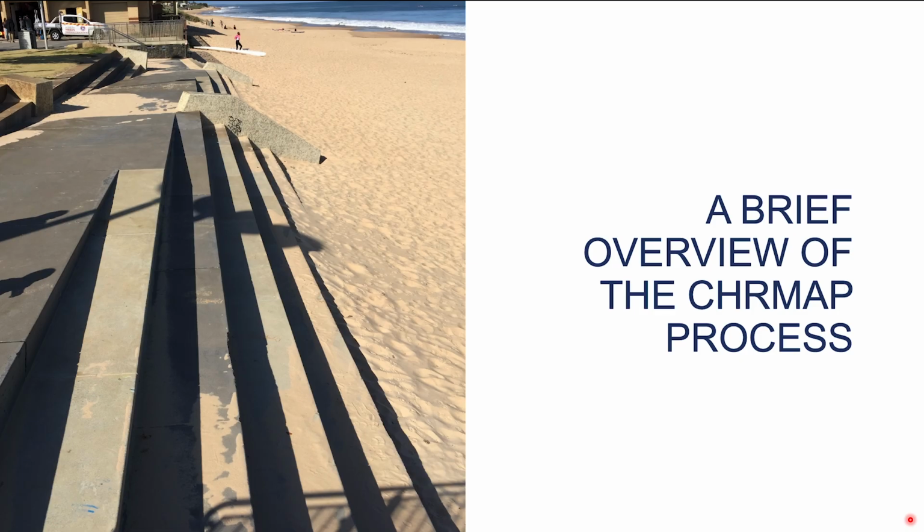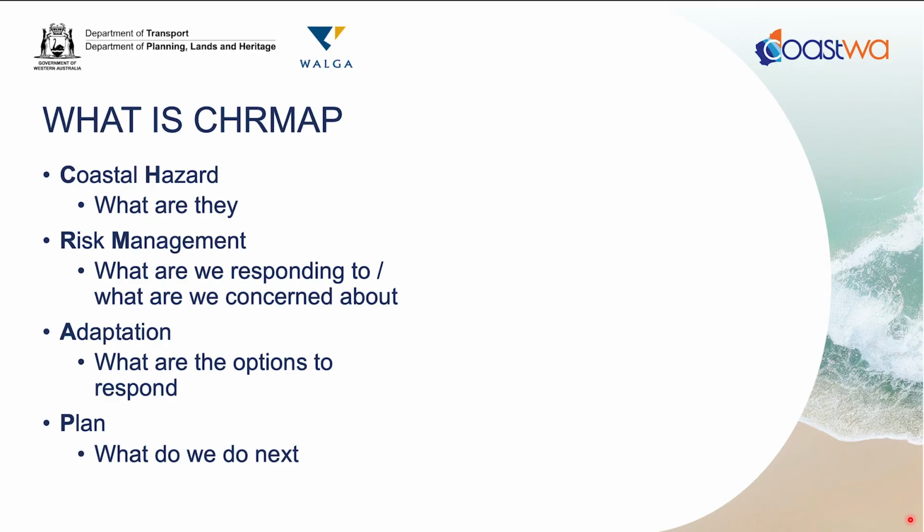All right, so we've talked about it a little bit. I'm just going to go into a very quick 101 of the CHRMAP process. Of course, there are several training sessions about this specifically, and I really encourage you to have a look at those. So a CHRMAP is a coastal hazard risk management adaptation plan. So coastal hazards, what are they? So it's identifying them. Risk management, what are we responding to? So what are we concerned about? Adaptation, what are the options to respond? And plan, what do we do next?